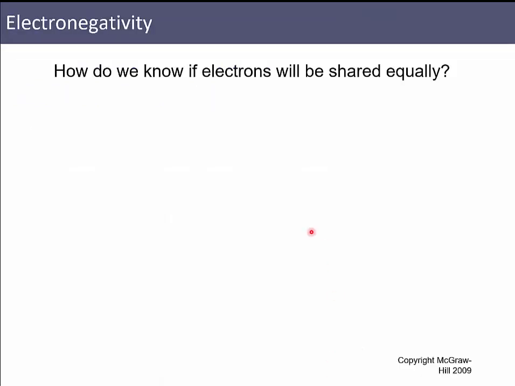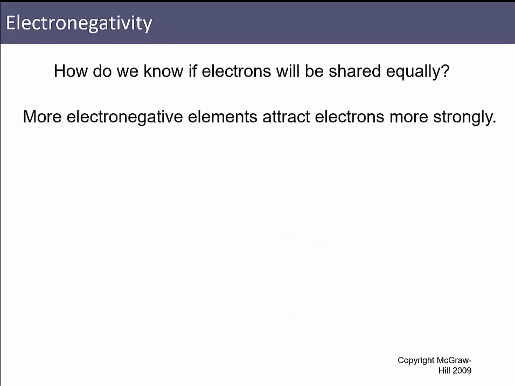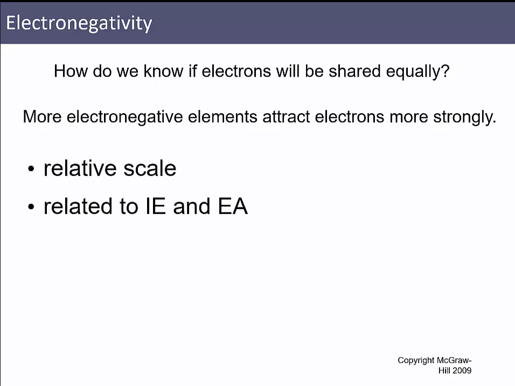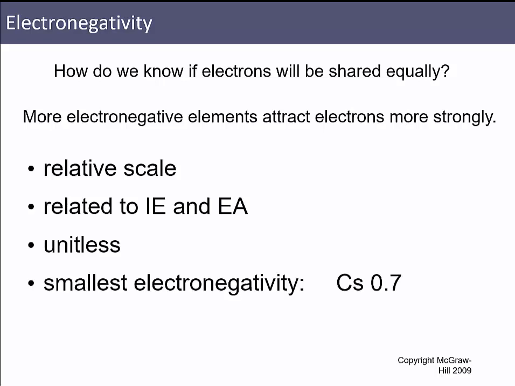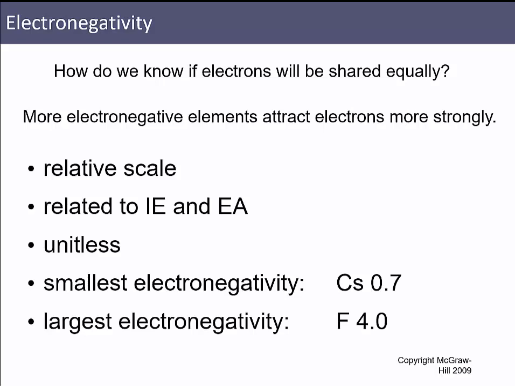How do we know whether these electrons are going to be shared equally or not? Well, the more electronegative elements are going to attract electrons more strongly. So it's a relative scale. It's related to the ionization energy and the electron affinity of the atoms. It's going to be unitless. The element with the smallest electronegativity is cesium, Cs, and the one with the largest electronegativity is fluorine, with an electronegativity of 4.